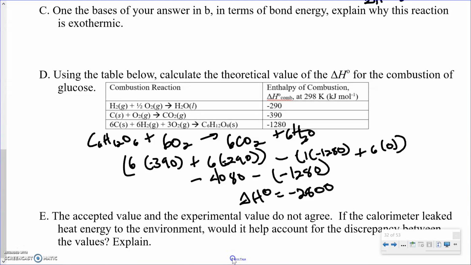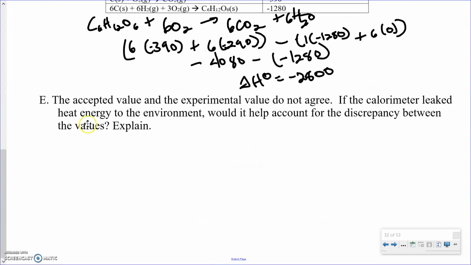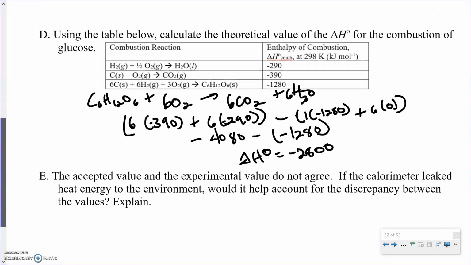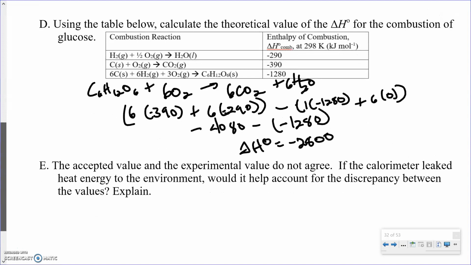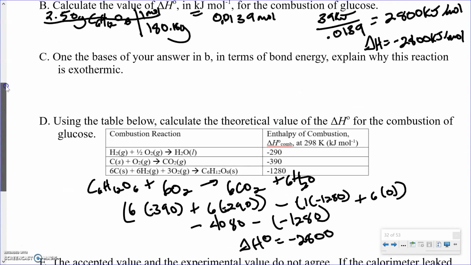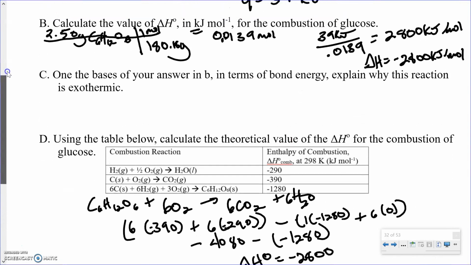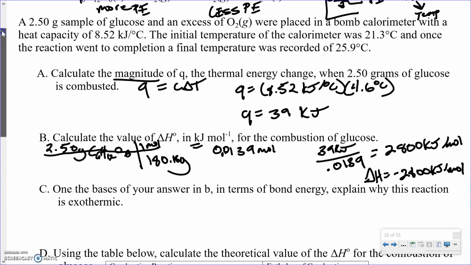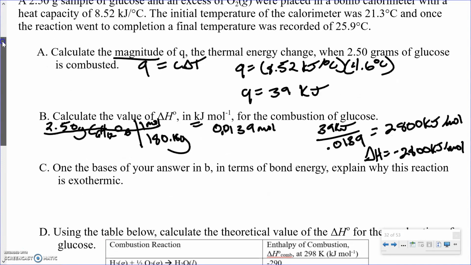Okay, now let's look at part E. Part E, I'm assuming I must have written this at some point in time or edited it because it does not make sense with the original problem. It says the accepted value and experiment value do not agree. If the calorimeter leaked heat energy to the environment, would it help account for the discrepancy between the values? Explain. So our values are exactly the same. Okay, I'm not sure if maybe we typed something in wrong or maybe it was just I edited it poorly. It wouldn't surprise me if that was the case.